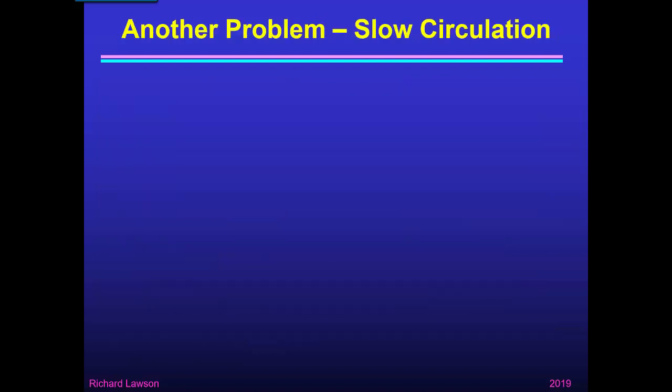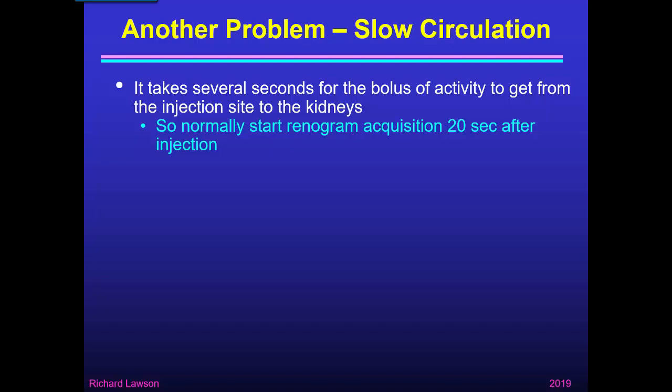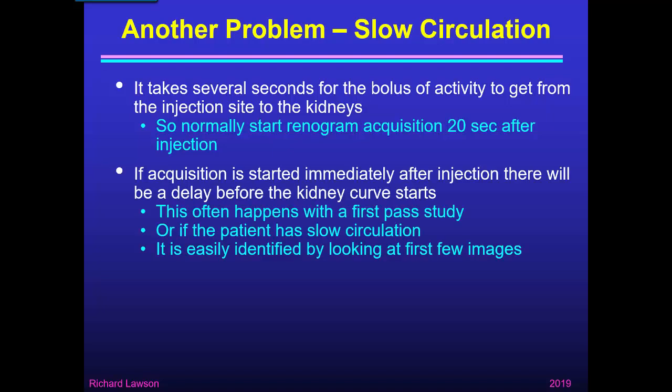However, there's another problem, which is slow circulation, because it takes a few seconds for the bolus of activity to get from the injection site to the kidneys. So it's quite common practice to start the renogram a few seconds after the injection, start the renogram acquiring when the activity is seen to be coming down the aorta and approaching the kidneys. However, if you start the acquisition immediately after the injection, then inevitably there will be a delay before it appears in the kidneys.